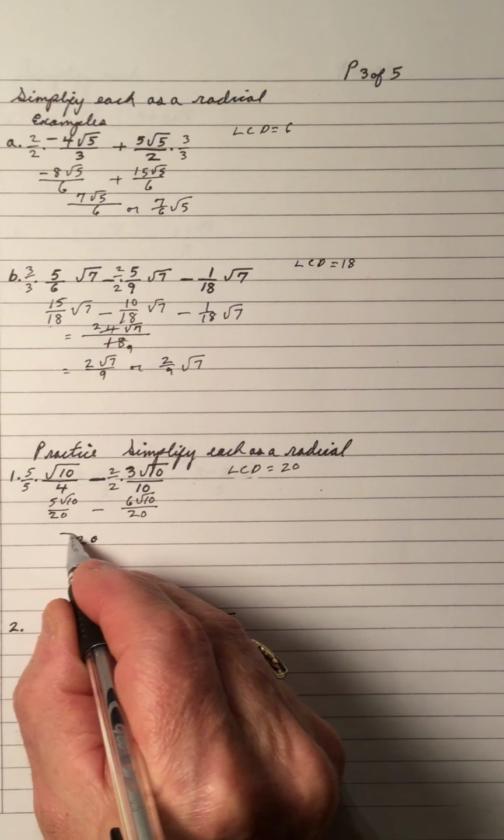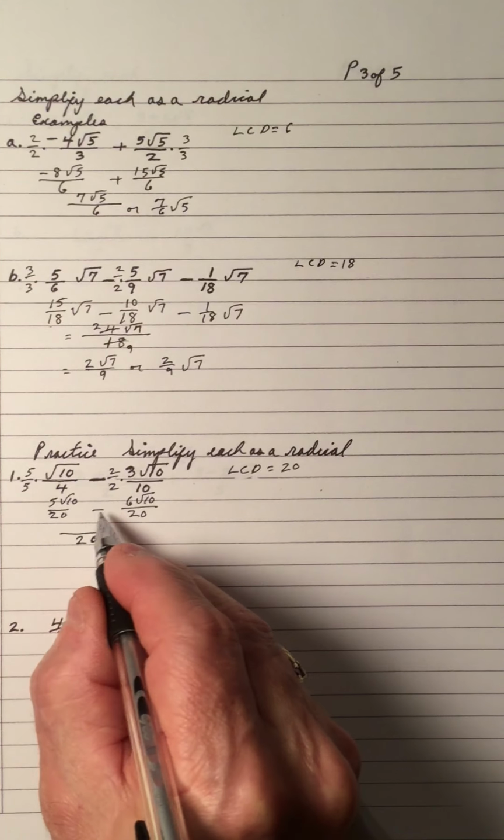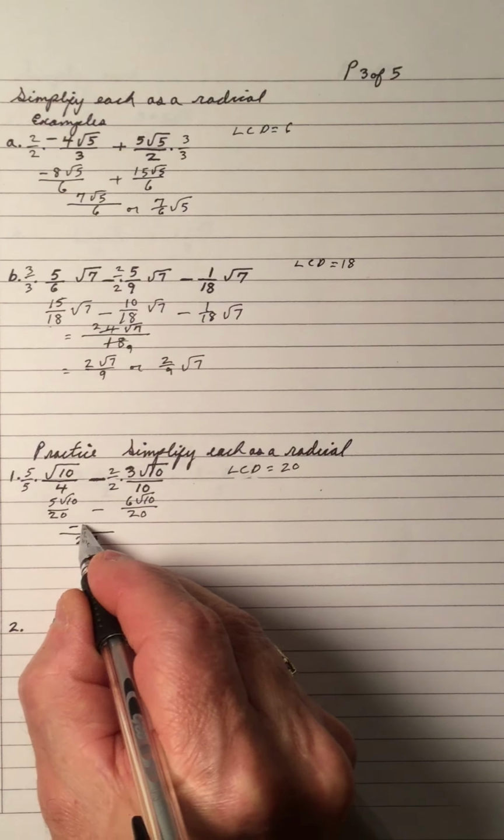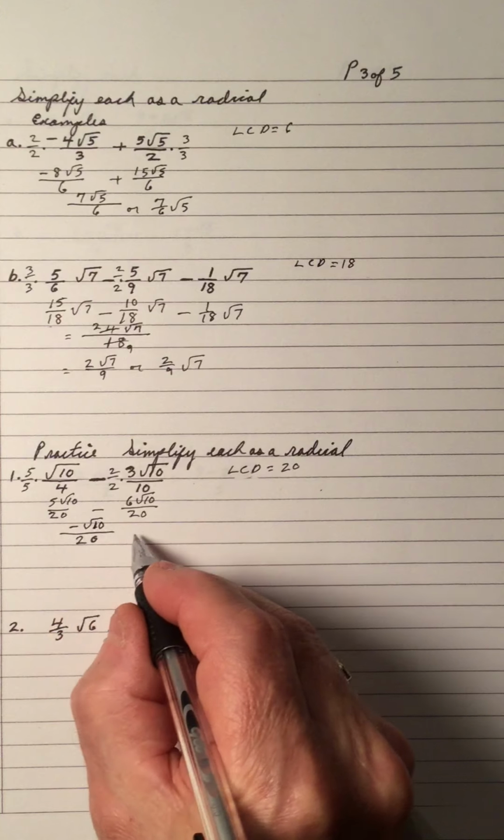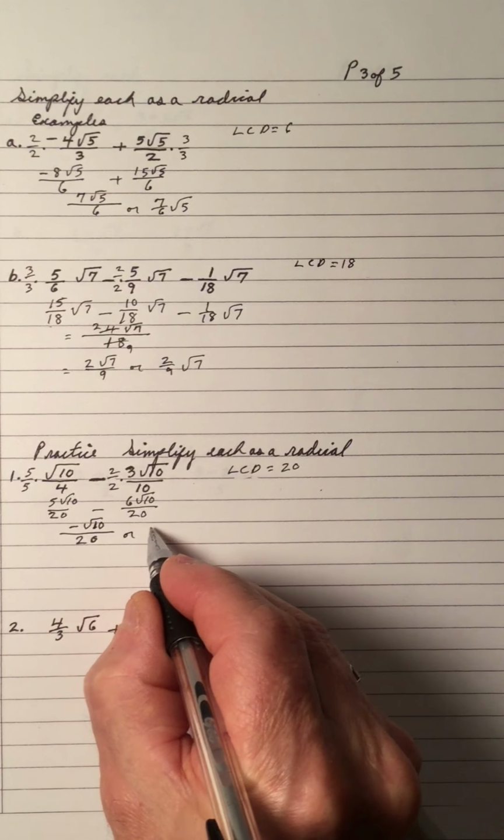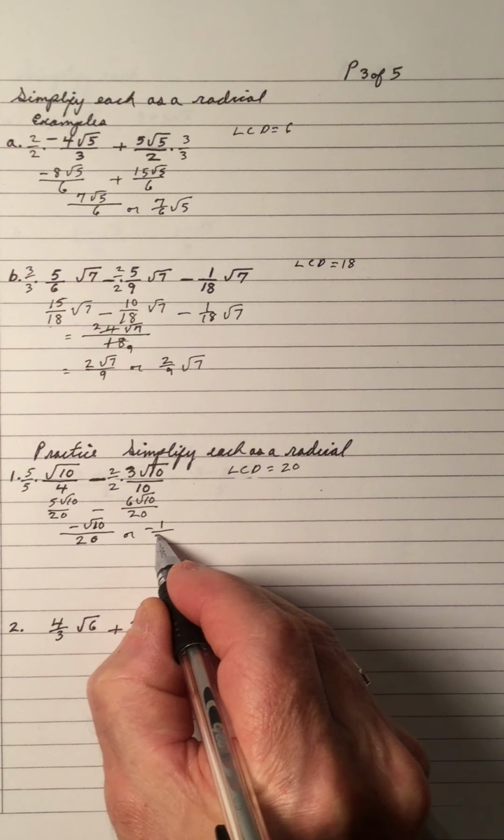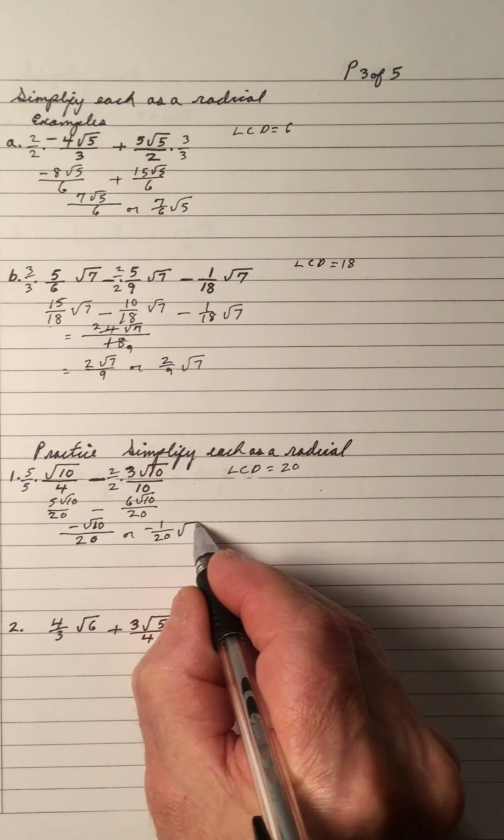There it is. And 5 subtract 6 is negative 1. So it's a negative root 5. And notice the 1 is understood. Or we could have negative 1 over 20 root 5.